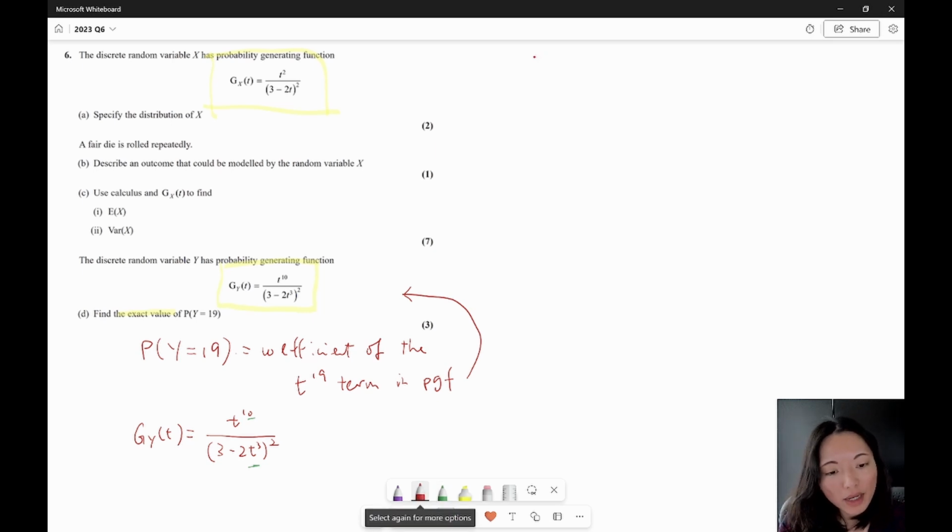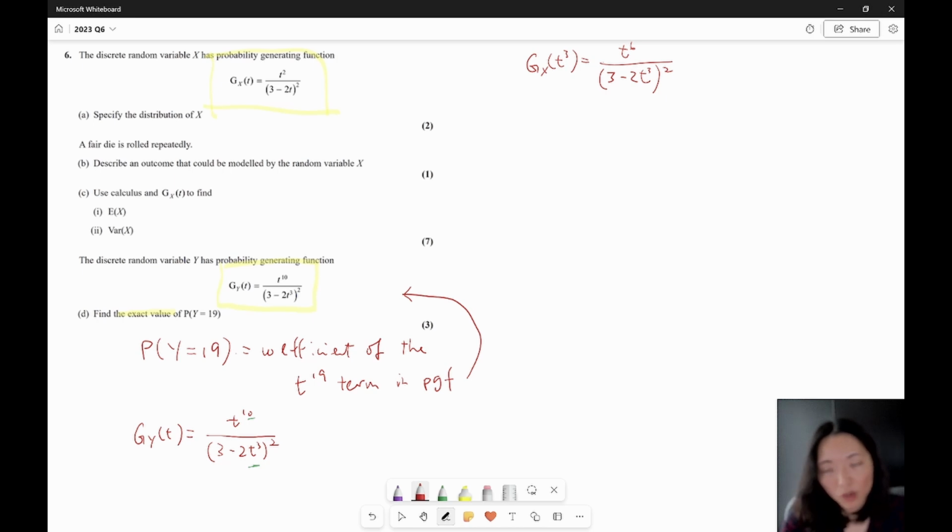So what if I have the probability generating function of t cubed? That's going to be t cubed squared. T cubed squared is t to the 6 over 3 minus 2, so t becomes t cubed. And this is my expression.